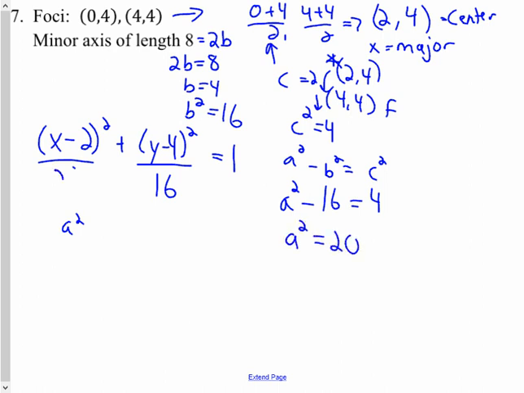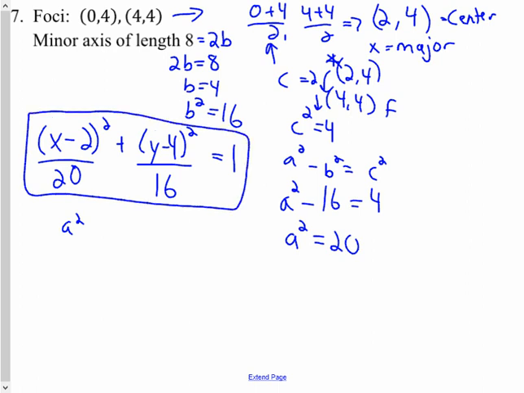So filling it in, and I like to leave it like that, so then I can just pop that value in there, and we're done. Does it make sense? Center is 2, 4. 20 minus 16 is 4, square root of 4 is 2. That is why our foci is 4 away from each other, right? And it works.